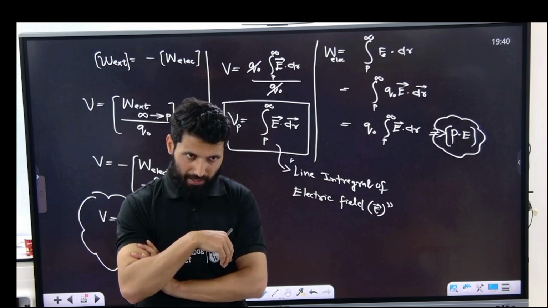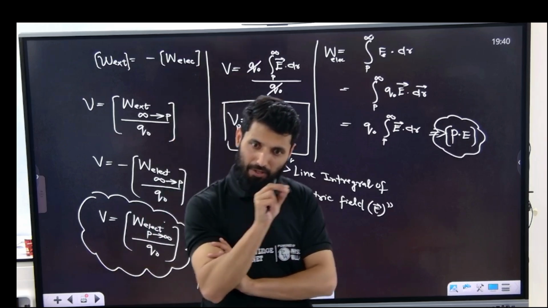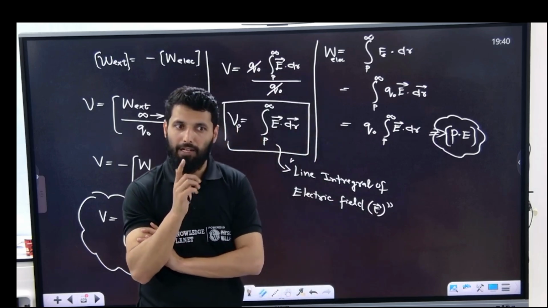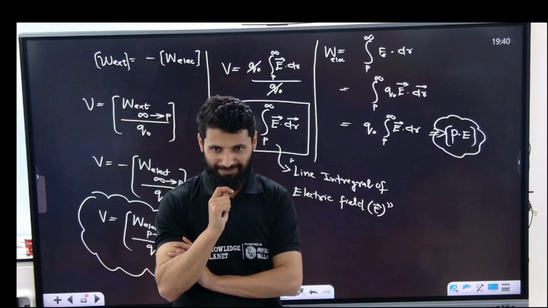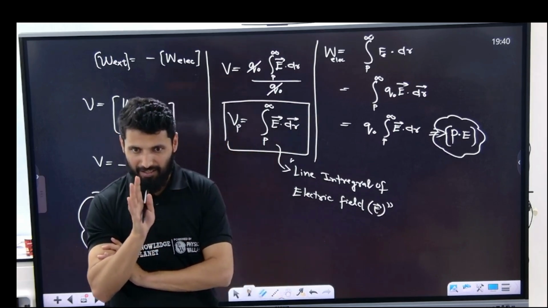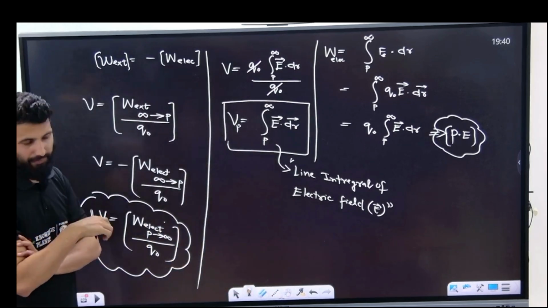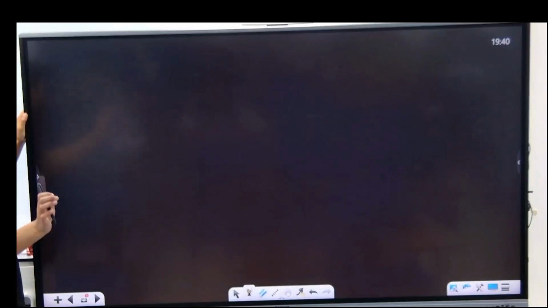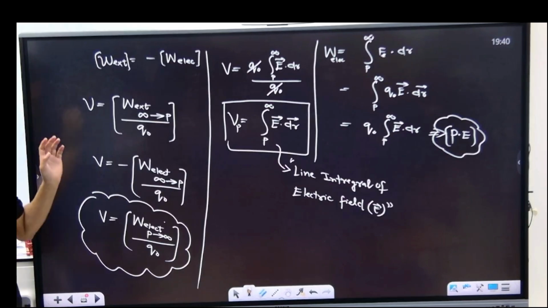P is the lower limit, infinity the upper limit, because we are taking it from P to infinity for electric force, just for the definition purpose. Because we know how to calculate work done by electric force, but we don't know how to calculate work done by external force. We know the formula of electric force, Q into E. Clear? Yes or no? Okay, now write the heading: electric potential due to a point charge.